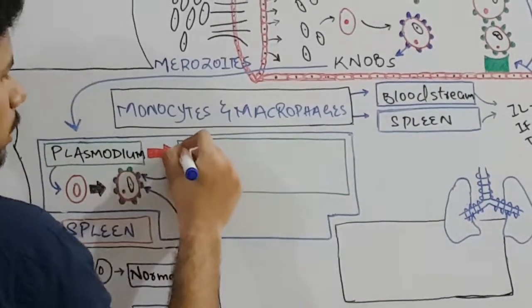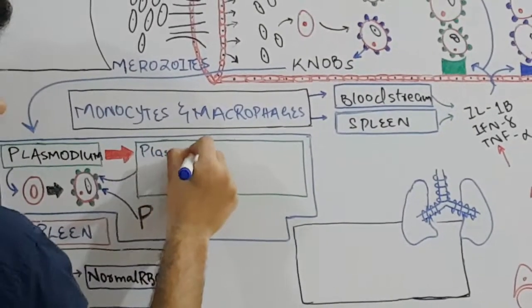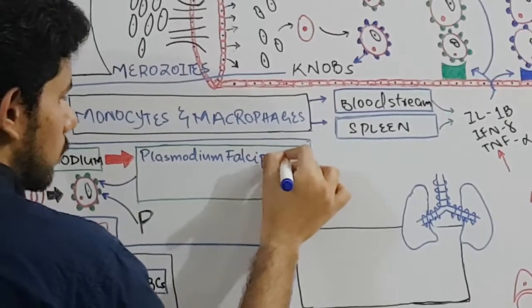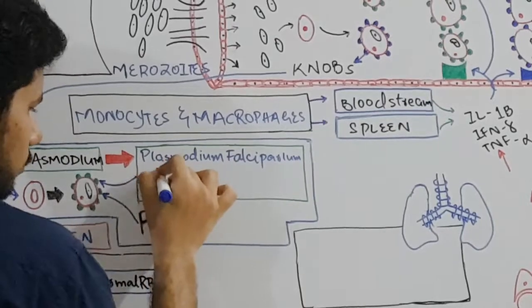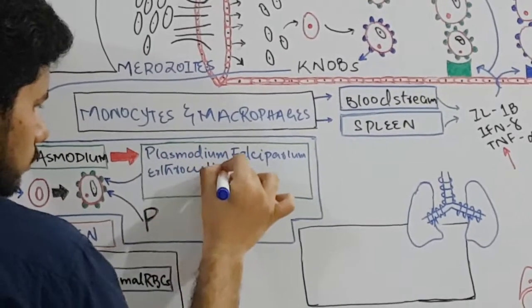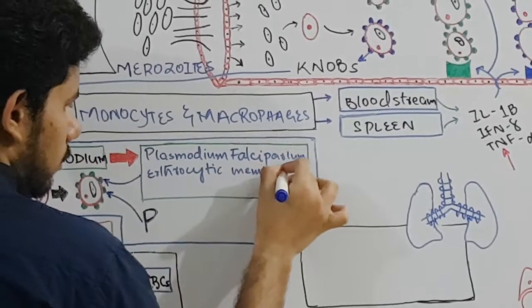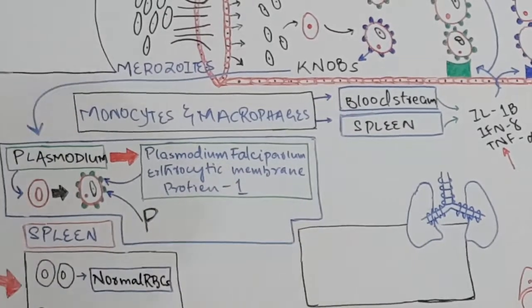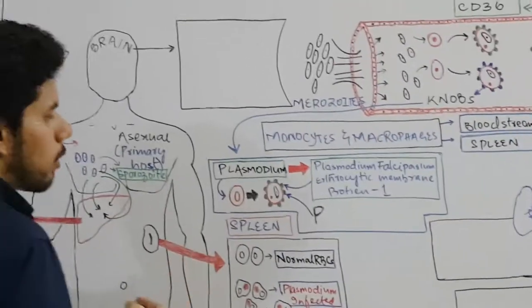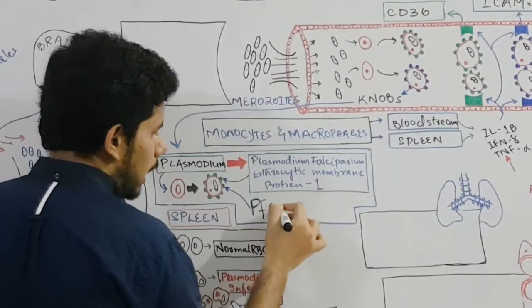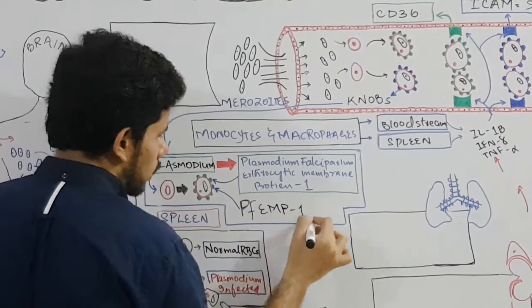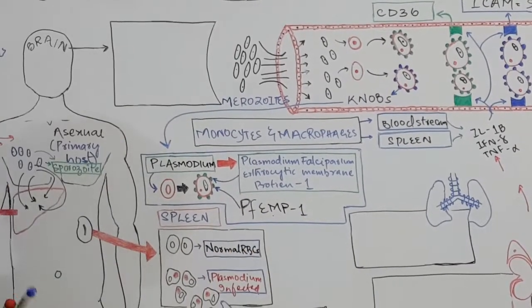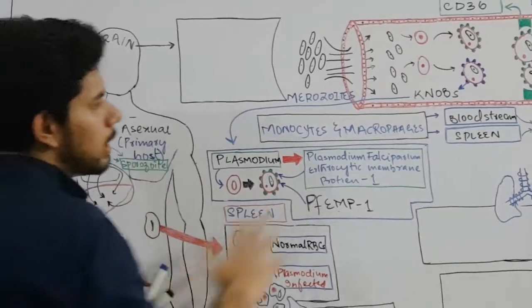These are Plasmodium falciparum erythrocytic membrane protein 1. So it's a long name, or in short form you can say PFEMP1, Plasmodium falciparum erythrocytic membrane protein 1, or simply in simple words you can say knobs.